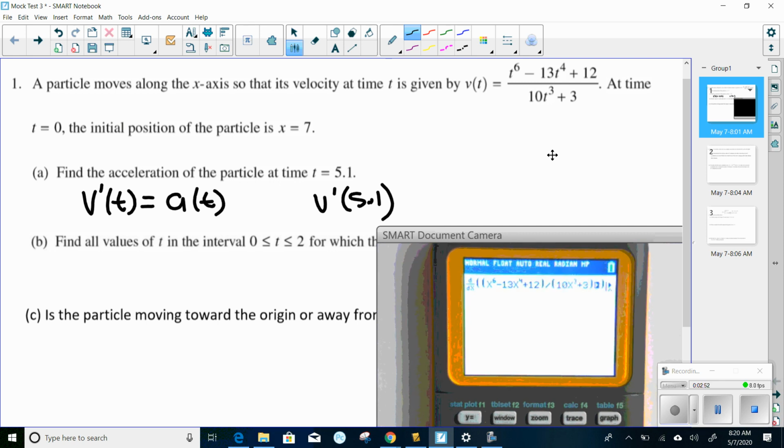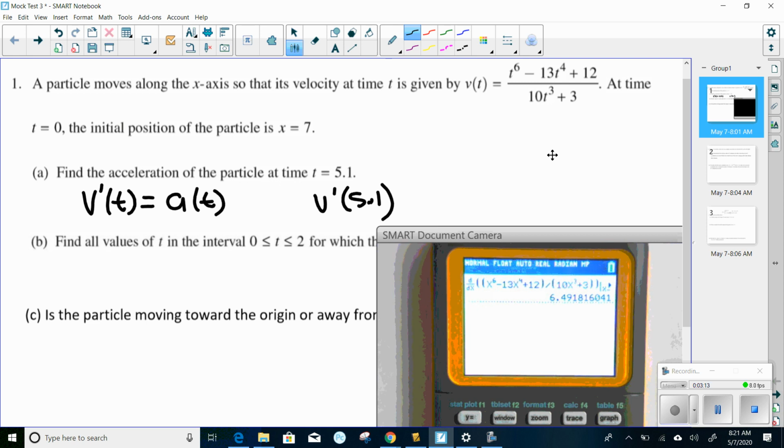Then we want to evaluate it at 5.1. So we're going to put when x equals 5.1. Hit enter, it thinks for a second. There is our answer. Make sure you go 3 decimal places. It comes out to be 6.491. That's what that works out to be.